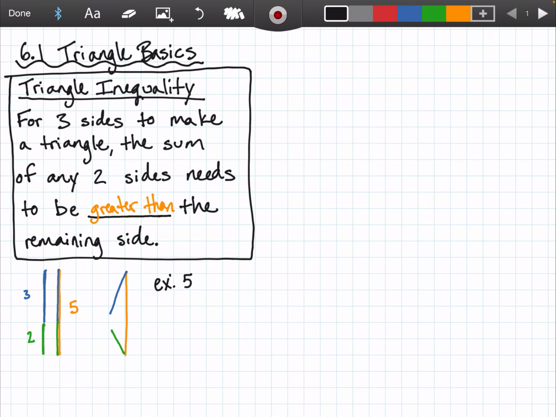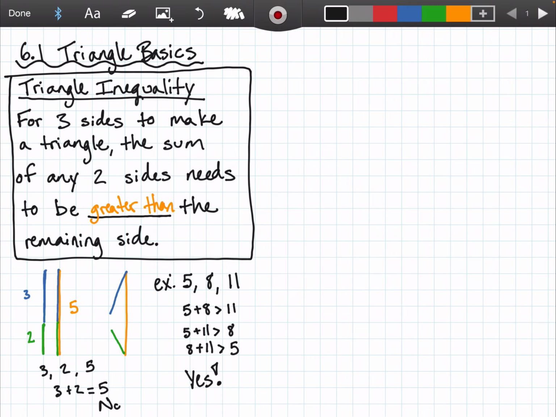So let's say I have 5, 8, and 11. Can these 3 sides make a triangle? Well, 5 plus 8 is greater than 11. 5 plus 11 is greater than 8. And 8 plus 11 is greater than 5. So yes, they can. Like we said over here with the 3, 2, and the 5, because 3 plus 2 is equal to 5, the answer is no. They cannot be a triangle.